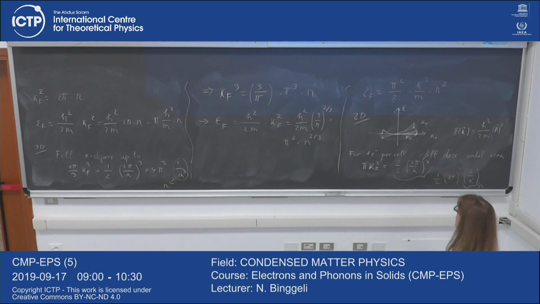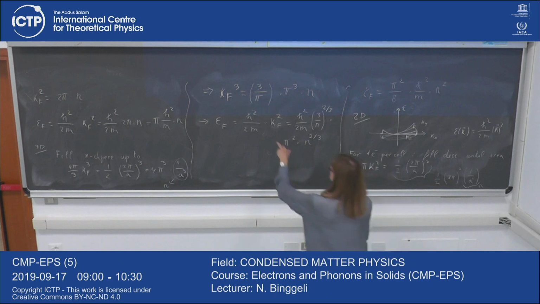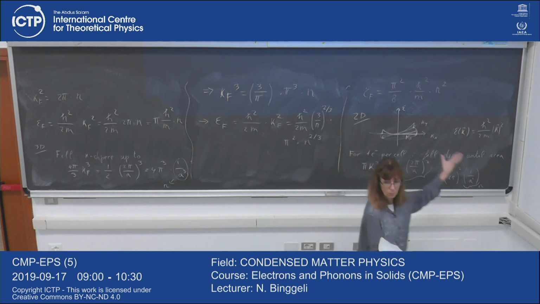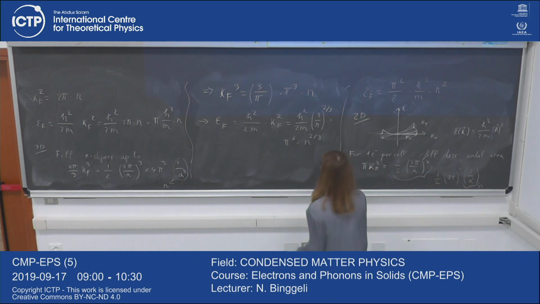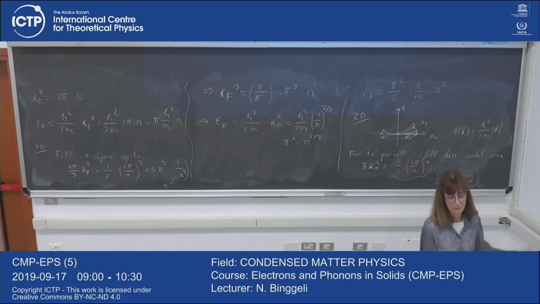In two dimensions, you have already 1 over a squared for the density, so you have immediately the K Fermi squared unit, 1 over the length squared, and in one dimension you have 1 over a, so you need a power 2 to recover the correct unit for the energy. So you can get it back from the units.